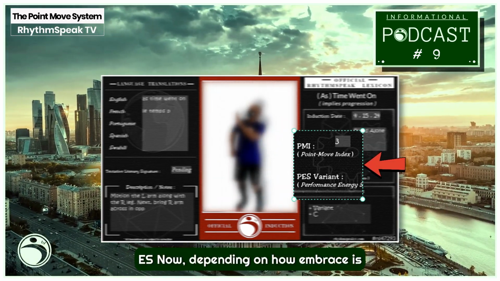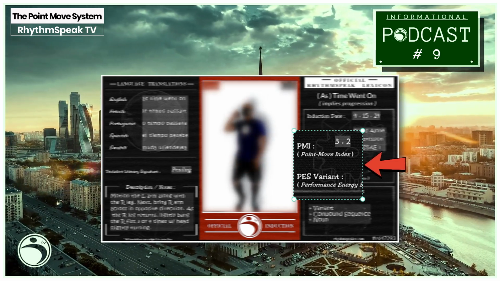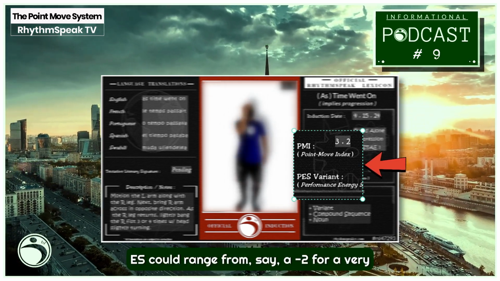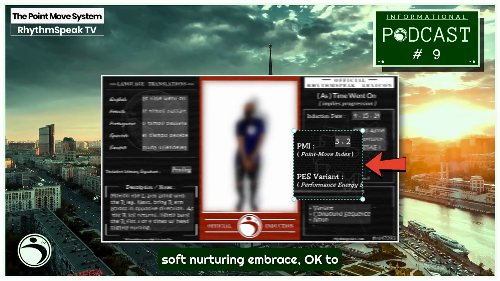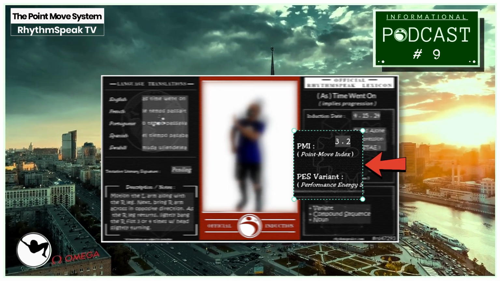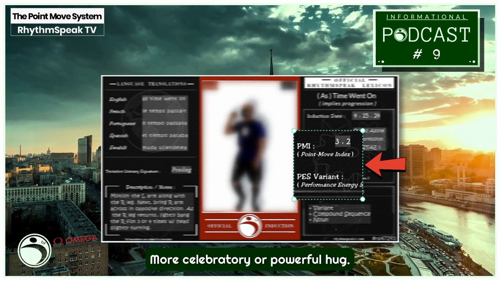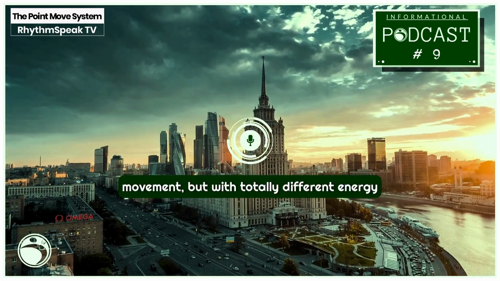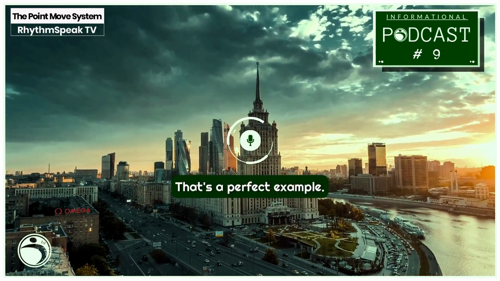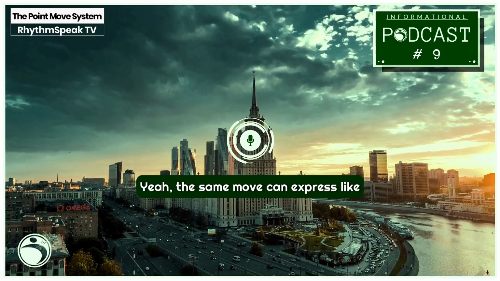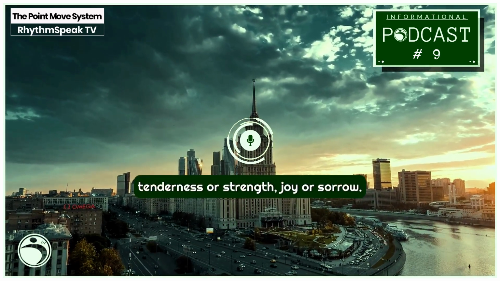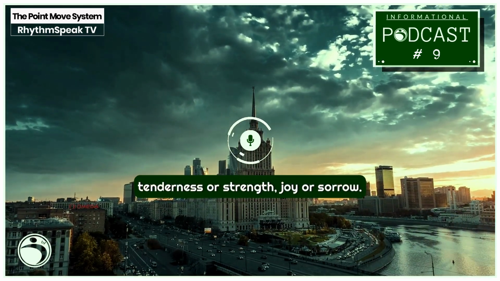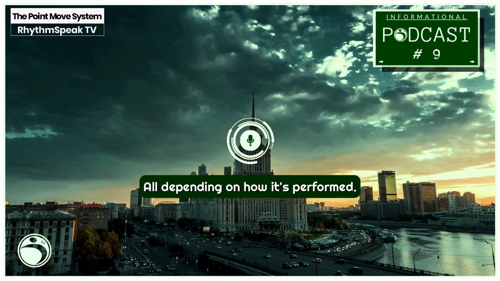Depending on how embrace is performed, its PES could range from, say, a -2 for a very soft, nurturing embrace to a +1 for a more celebratory or powerful hug. So it's the same movement, but with totally different energy and meaning. That's a perfect example. The same move can express tenderness or strength, joy or sorrow, all depending on how it's performed.